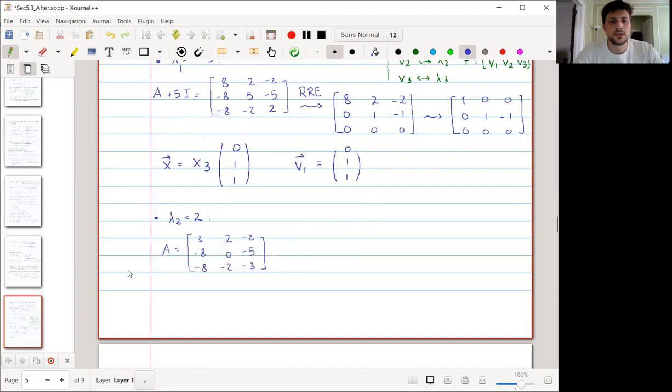Again, we look at A minus 2I, and this is the matrix A. So you have to do 3 minus 2, 0 becomes 0 minus 2, and minus 3 minus 2 here. When I clean those up, I get 1, minus 2, and minus 5.